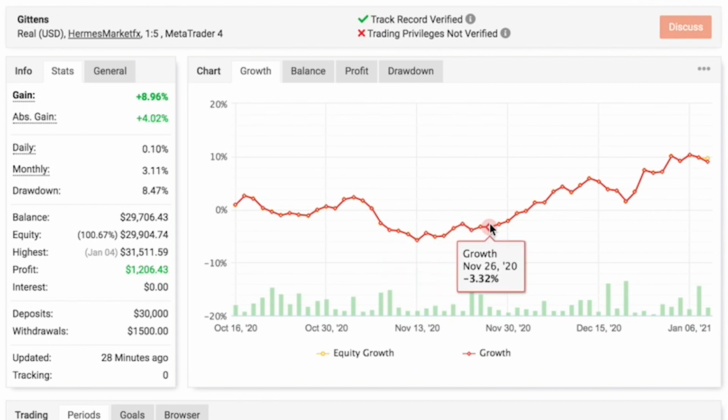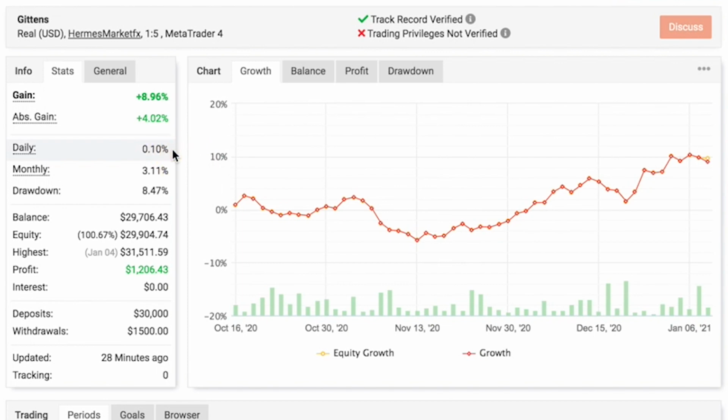We can see how nicely this curve became upward sloping. And something happened here on the 18th of December. He went back almost to the initial account balance, but then it just went one way up towards his first 10% target. Okay, very good.